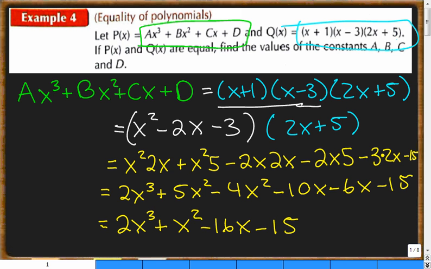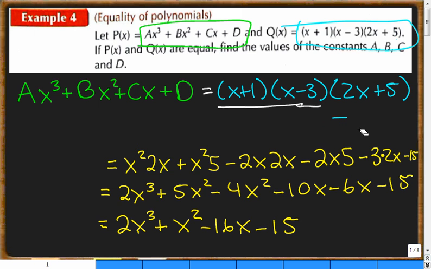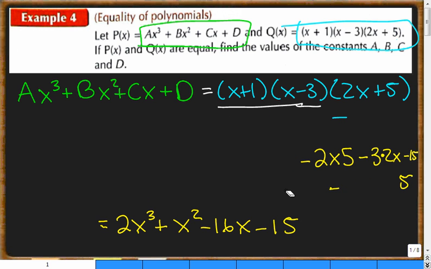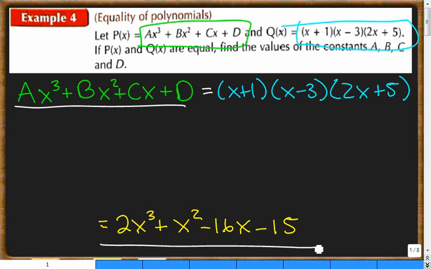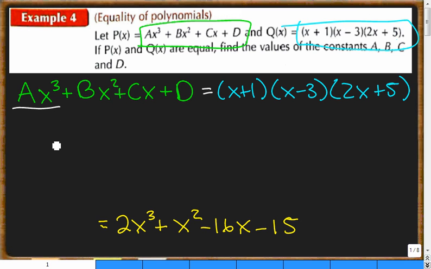So now we have this completely expanded, and we can compare it to our p of x polynomial. So I'm going to erase this for a minute, now that we're done with that. So by comparing these two, we can say what a, b, c, and d are. Well, a is going to match up with our 2x cubed. So ax cubed and 2x cubed, if those are the same, then we can say that a equals 2.